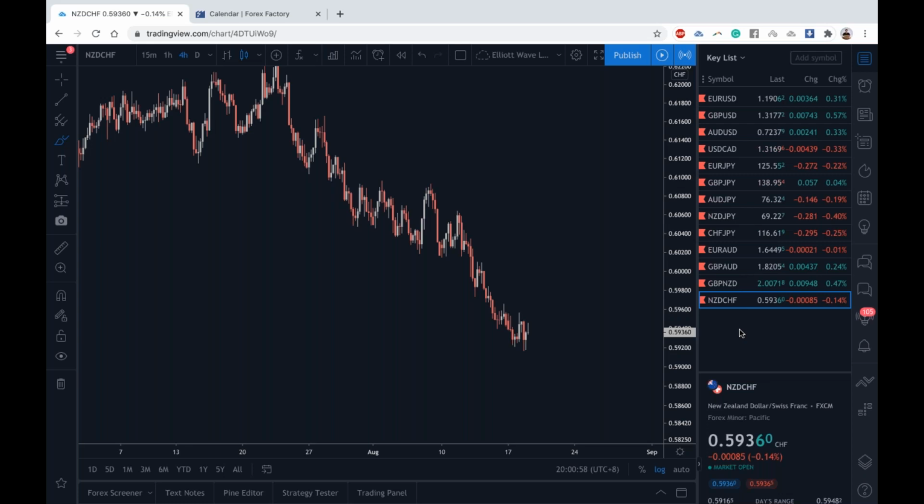So these are some of the currency pairs. Those that are clearer as of today are your yen pairs, plus your pound Australia and your Kiwi Swiss franc. Of course, pound New Zealand as well.